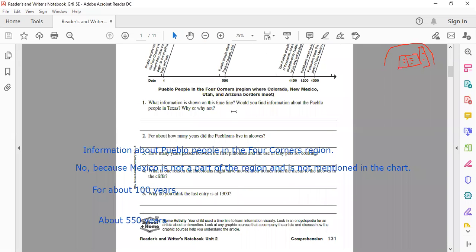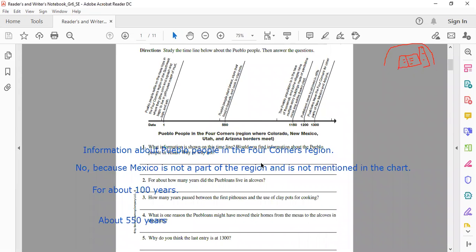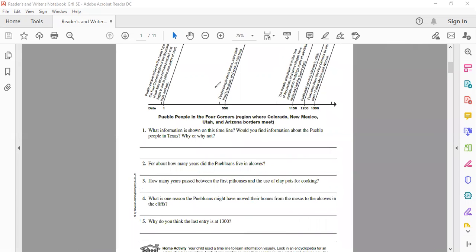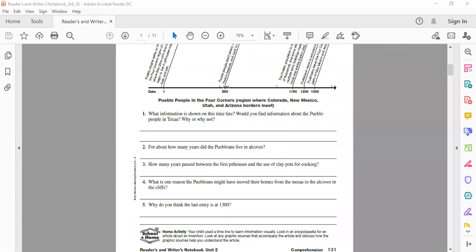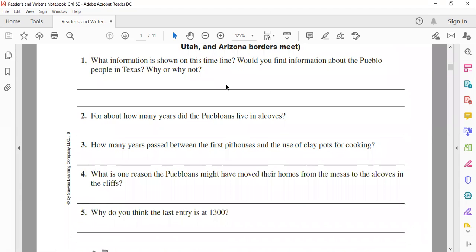So let's go here. Did you finish this one? Yeah, miss. Okay. So I can say, to defend themselves from enemies.